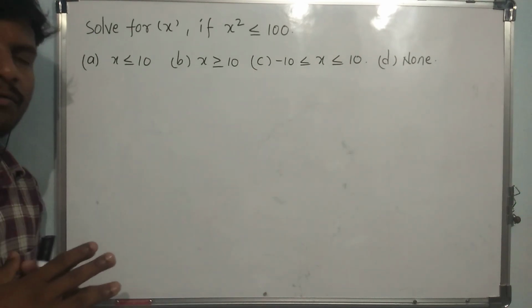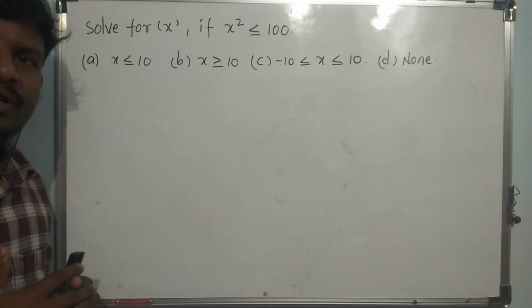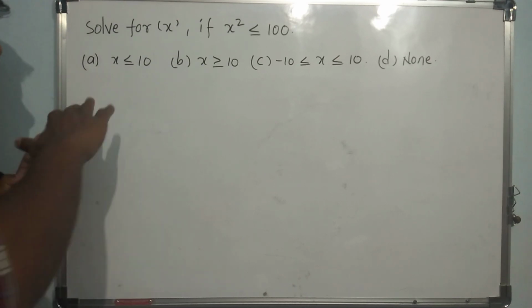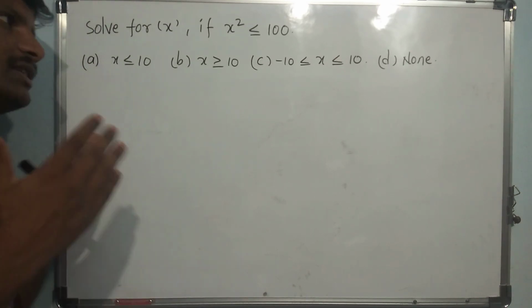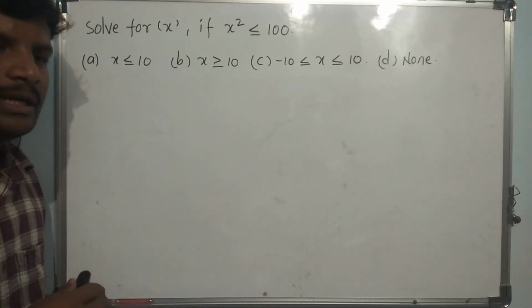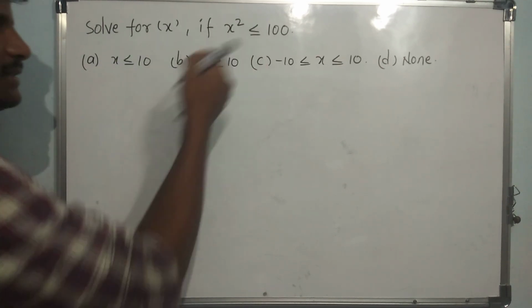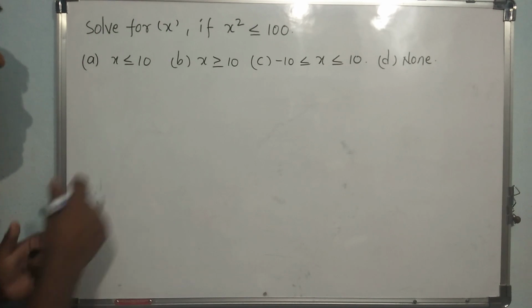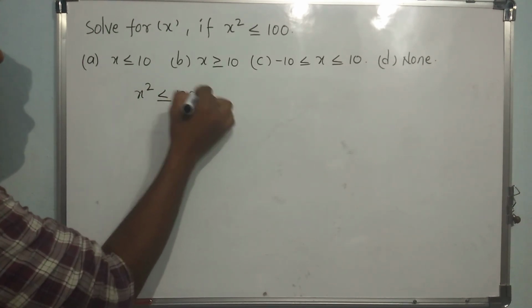See students, if you wanted to try this problem, you can pause the video and try your own way and come back to this one and see all of your options and verify whether your option is matching with the correct answer or not. Okay, now let me get into the problem. It is given as x square is less than or equal to 100. I am writing here x square is less than or equal to 100.